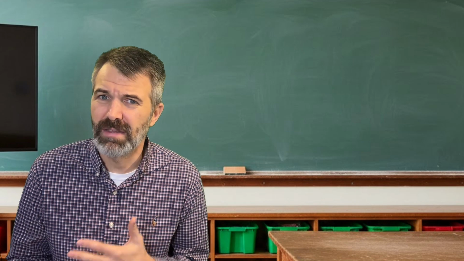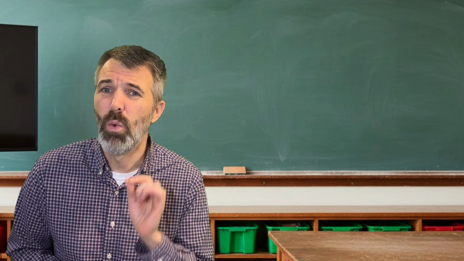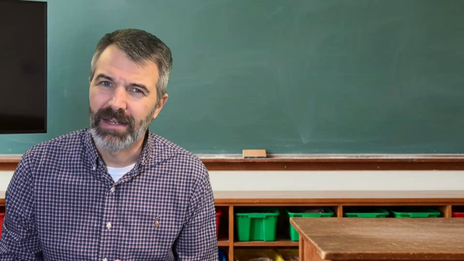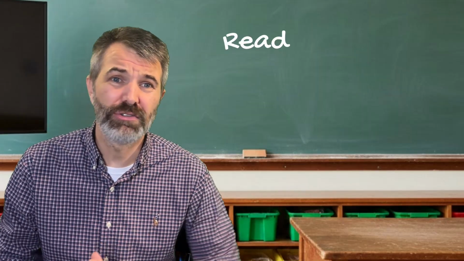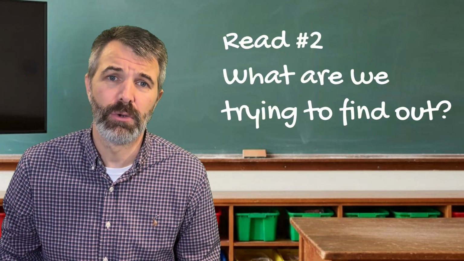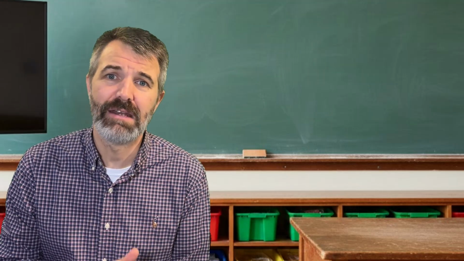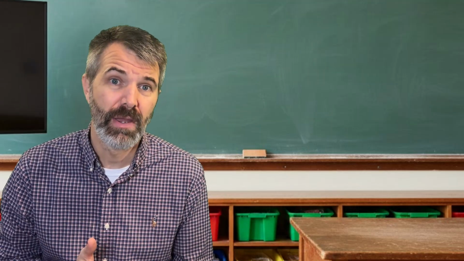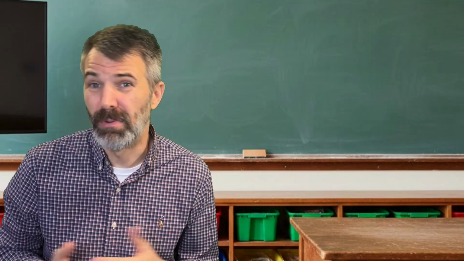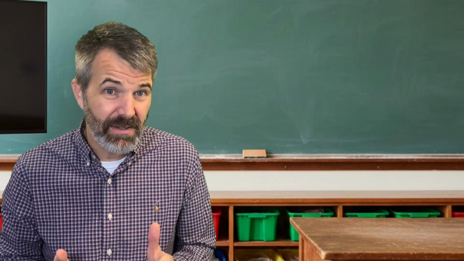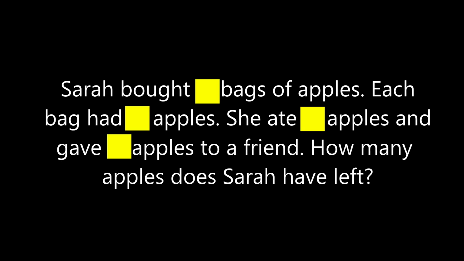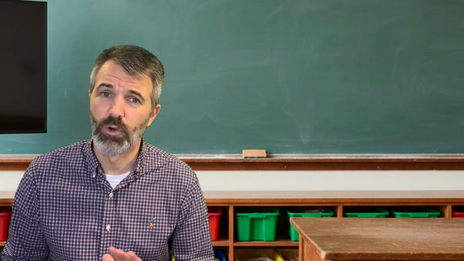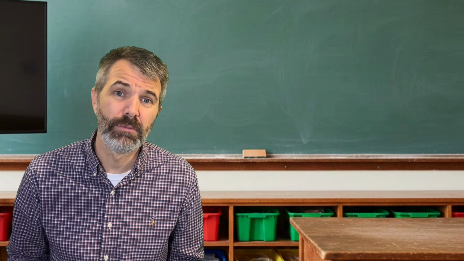After this second reading, the key question for the class is, what are we trying to find out? Again, we're explicitly not looking for the answer to the problem here. We're just ensuring that everyone understands the goal. What's the specific thing we need to figure out by the end of this problem? Is it how many apples she bought? How many she ate? How many bags she has left? No, in this case, it's how many apples does Sarah have left? This clarity is crucial before moving forward. It grounds their problem solving.